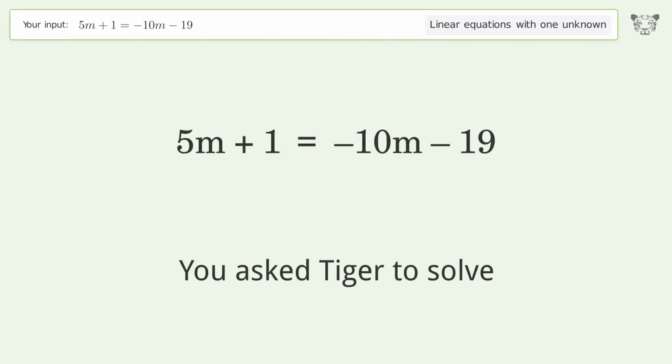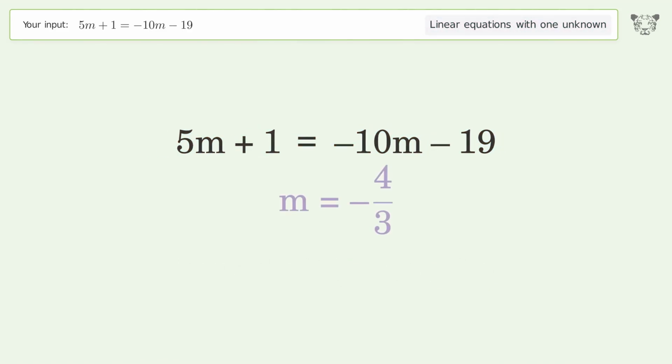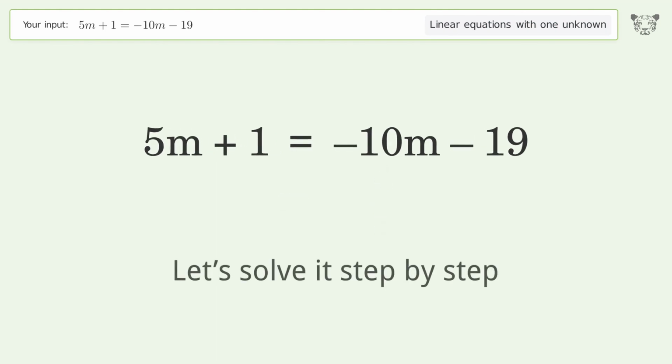You ask Tiger to solve. This deals with linear equations with one unknown. The final result is m equals -4/3. Let's solve it step by step.